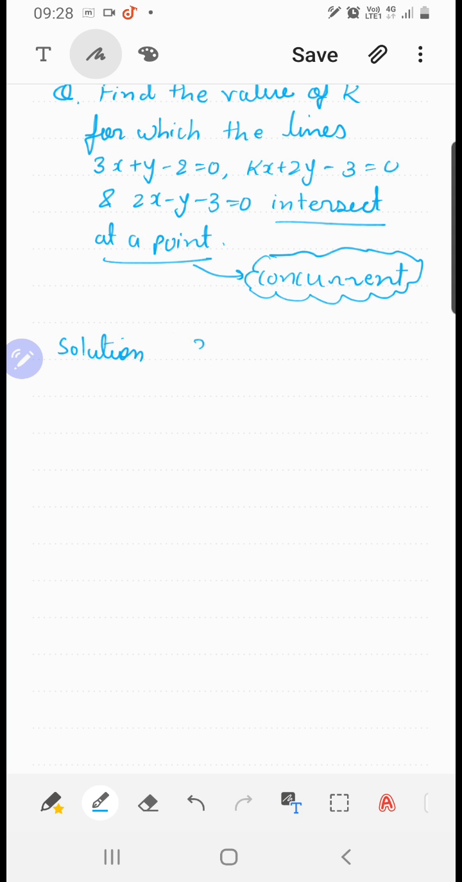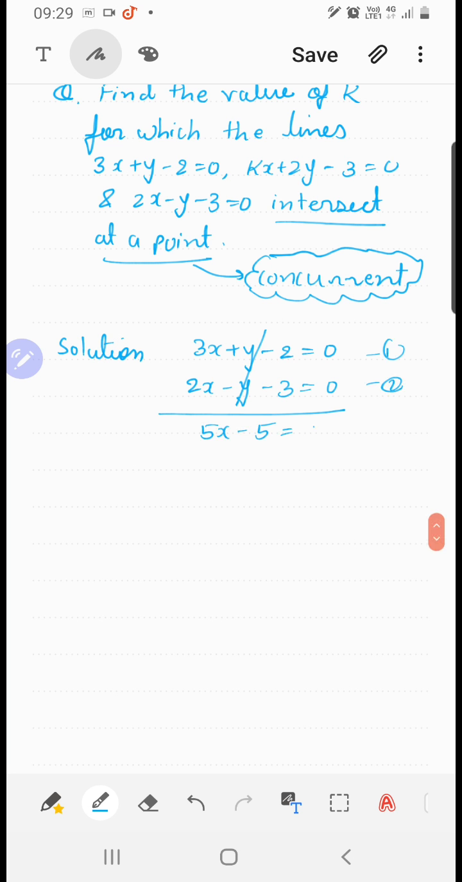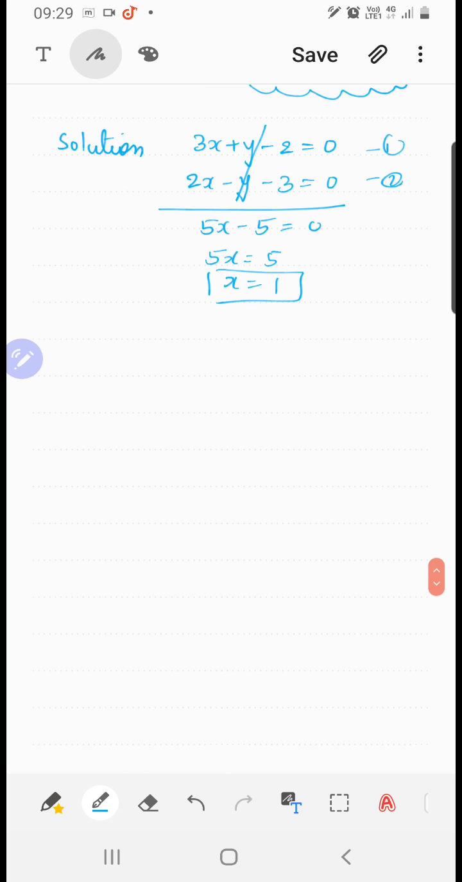Okay, so we consider 3x plus y minus 2 equal to 0 and 2x minus y minus 3 equal to 0. When we solve equations 1 and 2, what I get is 5x minus 5 equal to 0, 5x equal to 5, x equal to 1. What I do is substitute this x in any one of the equations. So I get 3 into 1 plus y minus 2 equal to 0. So I got y plus 1 equal to 0. So that is y equal to minus 1.